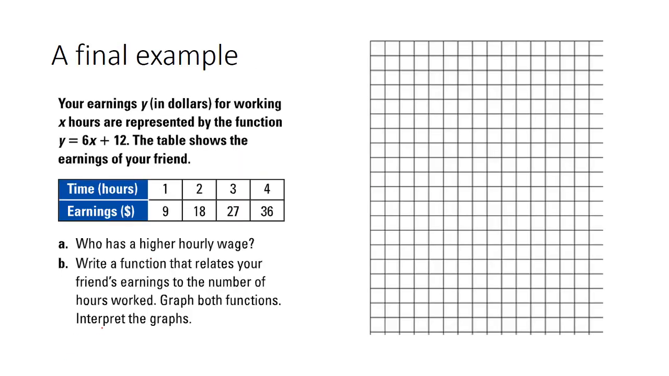Finally, we're going to have two functions. It says your earnings, y, in dollars, for working x hours are represented by the function y equals 6x plus 12. Now think about what that means. Y is money, x is hours. So if I was graphing this function down here on the x-axis, let's go ahead and sketch that in. Here's x. This is time measured in hours. So our independent variable is time. You can work for as long as you want. The dependent variable over here on the y-axis is how much you get paid. The amount of money you get paid depends on how much time you work. And so this is money.